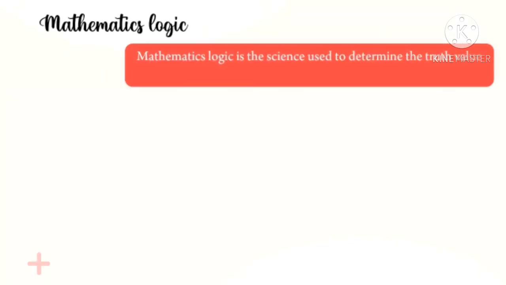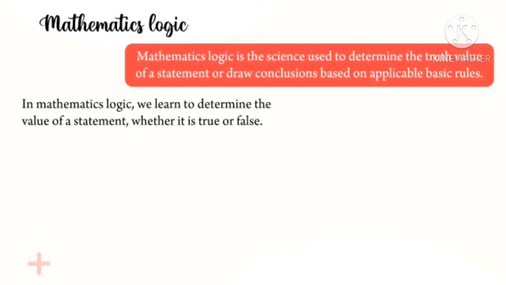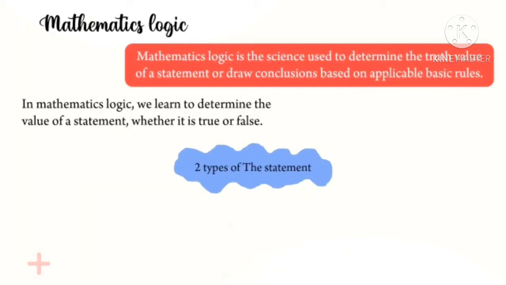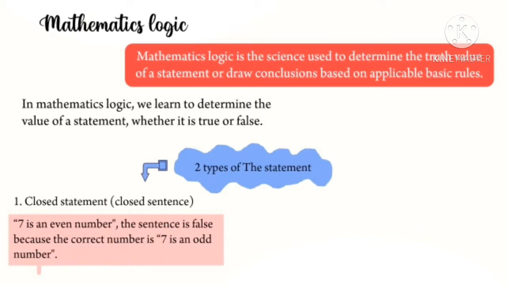Mathematics logic is the science used to determine the truth value of a statement or draw conclusions based on applicable basic rules. In mathematics logic, we'll learn to determine the value of a statement, whether it is true or false. The statement itself is divided into two types. Number 1, closed statement. Closed statements or closed sentences are statements that already have true or false values. Example, 7 is an even number. The sentence is false because the correct statement is 7 is an odd number.